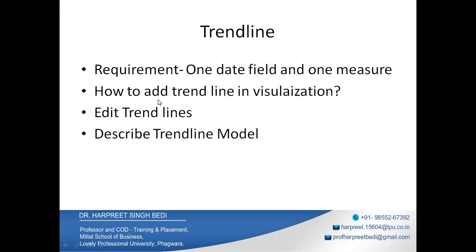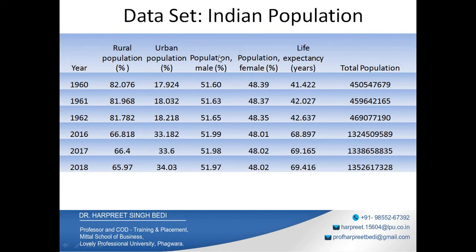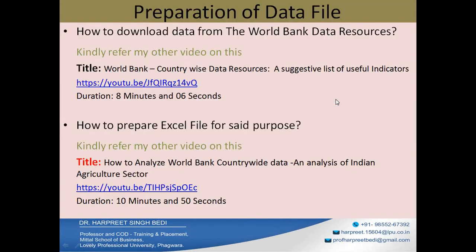So in this tutorial we are going to learn how to add a trend line in a visualization, how to edit a trend line, and how to describe a trend line model. For this video I am going to use a data set of the Indian population. I have picked up this data by downloading it from the World Bank. I picked up the data from 1960 to 2018, with regard to rural population percentage, urban population percentage, male female percentage of the population, life expectancy as well as the total population.